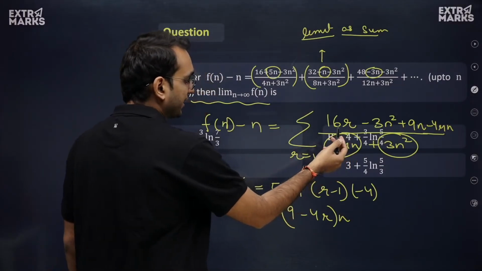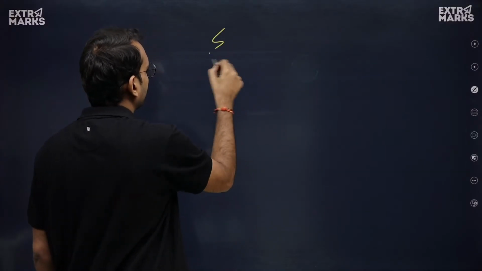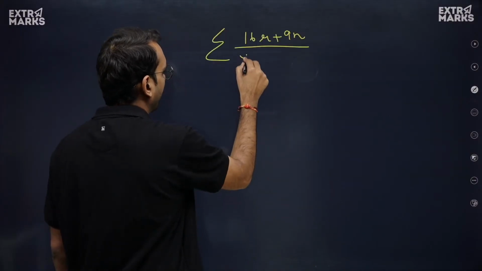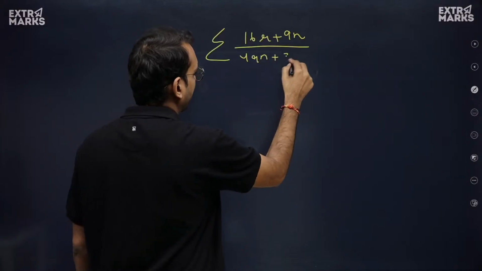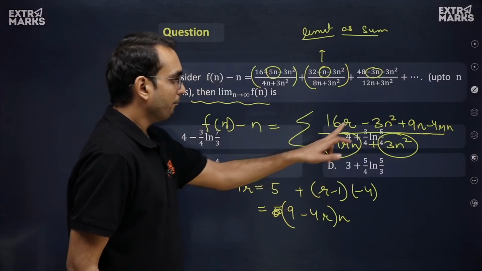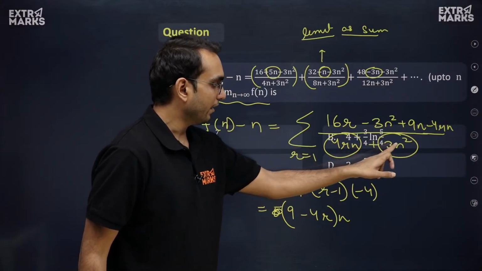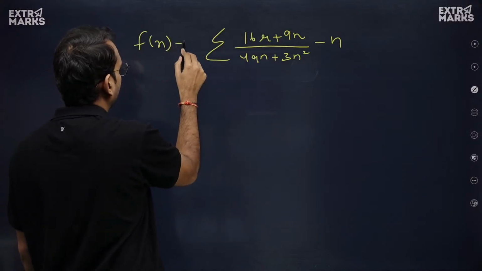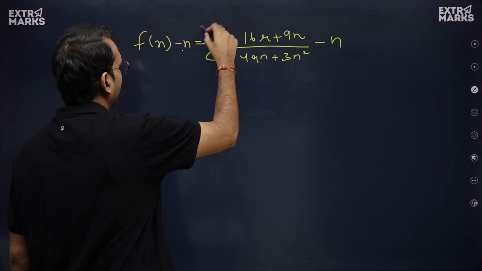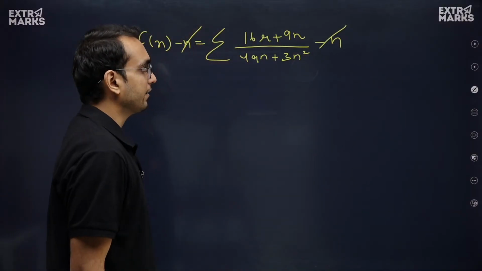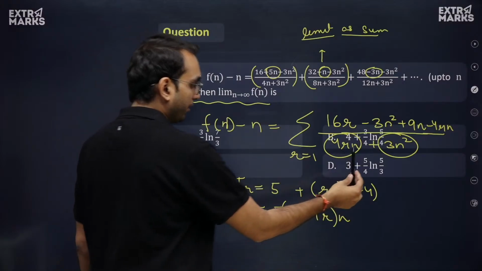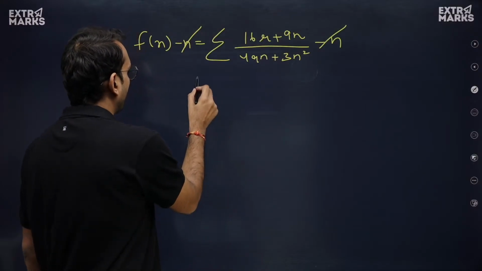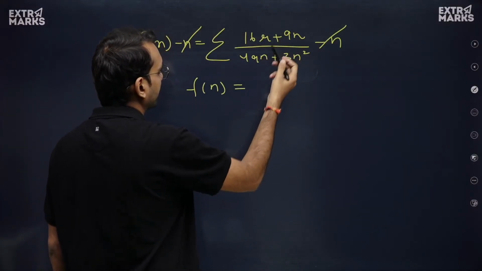First let's solve that. So sigma of 16R plus 9n upon 4rn plus 3n square. Now let's just separate that. Minus 3n square minus 4n upon 4rn plus 3n square, it will become minus n. And on the left side we have fn minus n equals to something. Can you see this minus n and this minus n get cancelled? Why this minus n? Because it is minus 1, minus 1, minus 1, n times, it will become minus n, right? Now fn is equal to sigma of this.